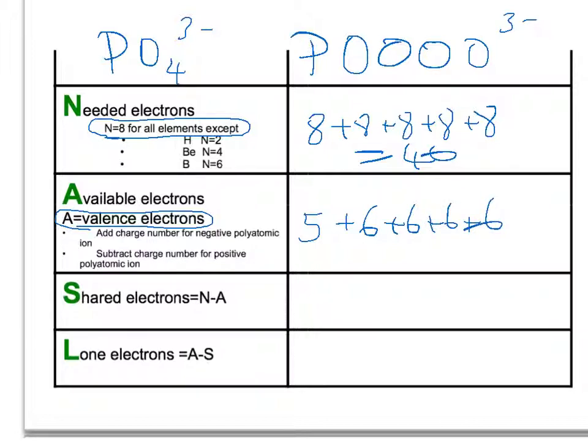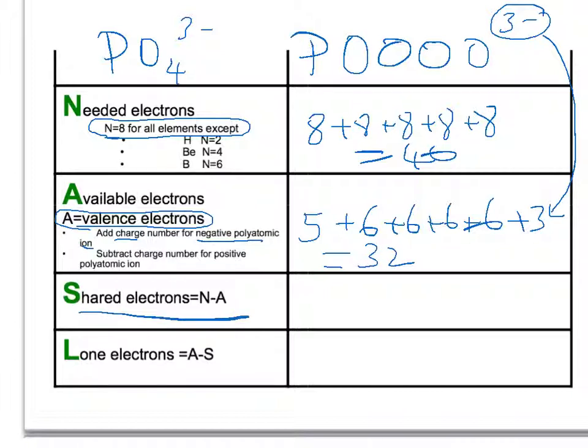Added to the charge of the negative polyatomic ion. So we have a charge of 3- here. So we have to add 3 additional electrons to the available electrons, which brings us to 32.